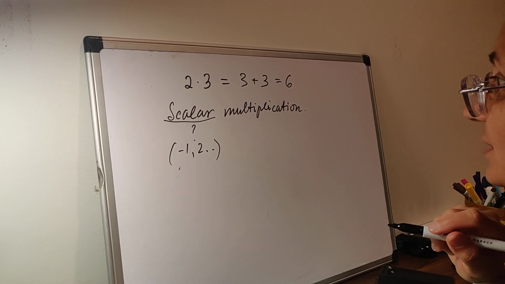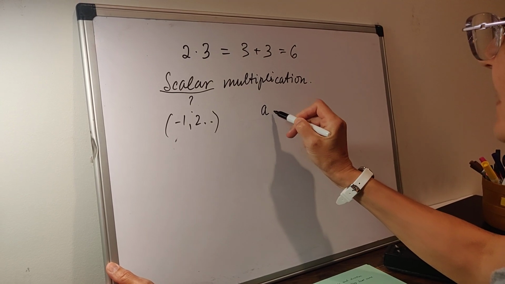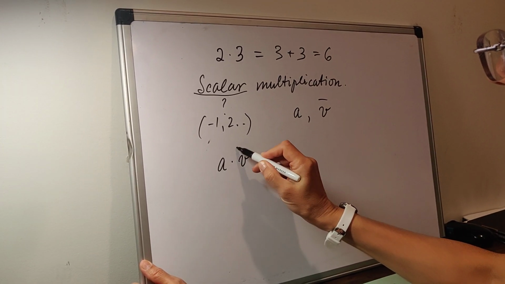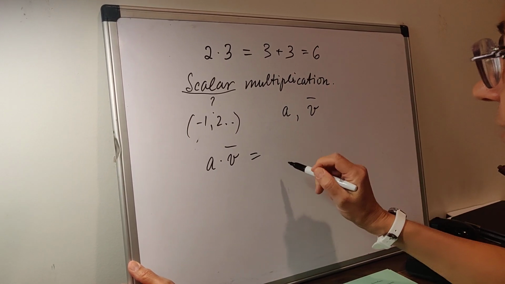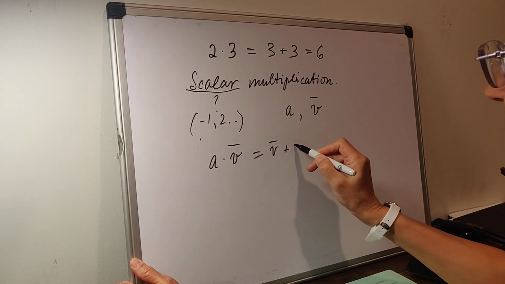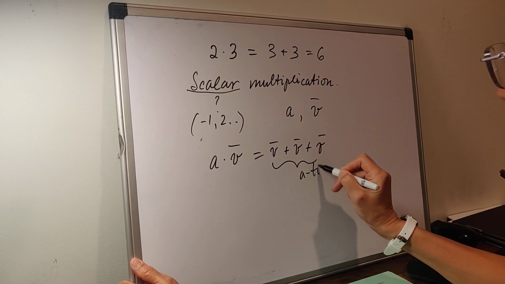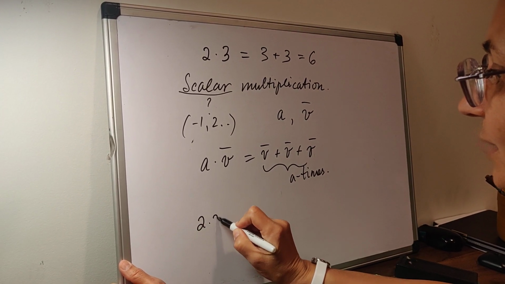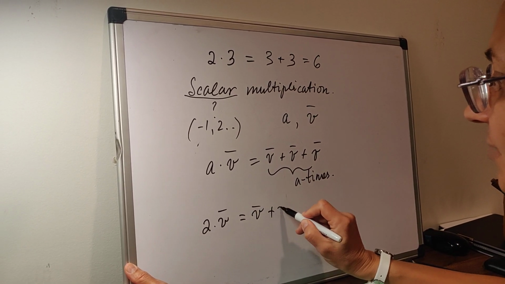So, what is a scalar multiplication? Imagine somebody sets up a scalar A and gives us vector B. To multiply A by vector B, we are going to use the same rule we have over here. We are going to add vector V A times. Well, let me do it on a simple multiplication. Let's imagine 2 multiplied by vector V. 2 multiplied by vector V is going to be V plus V.